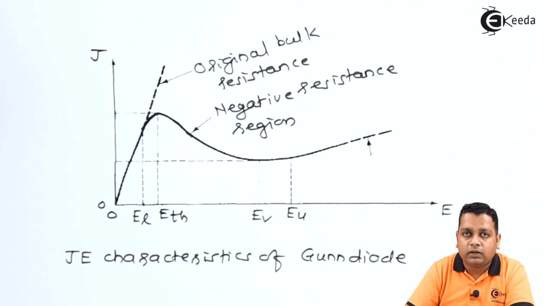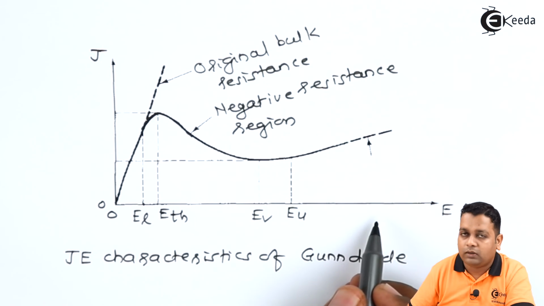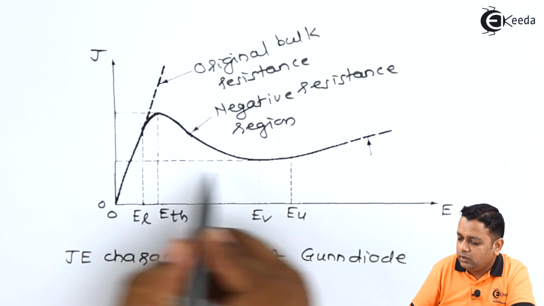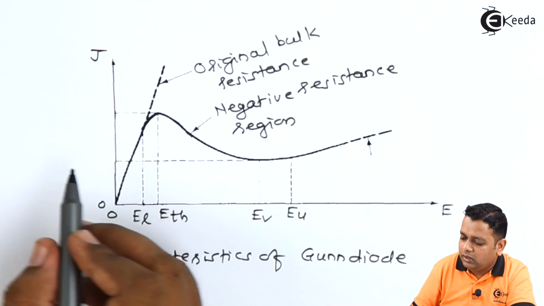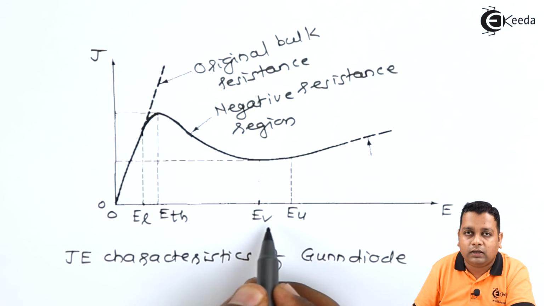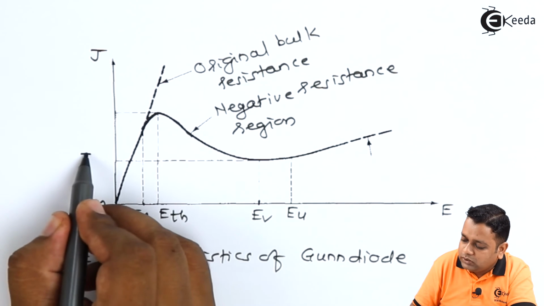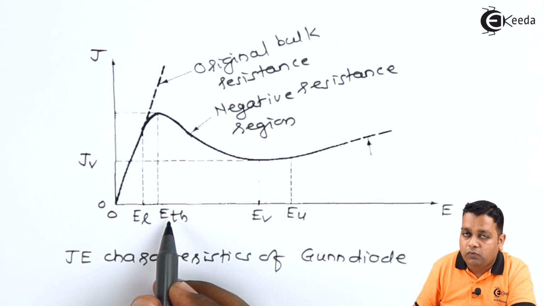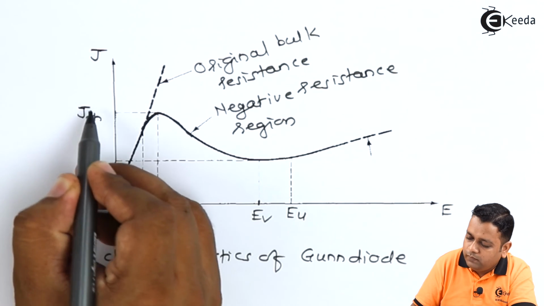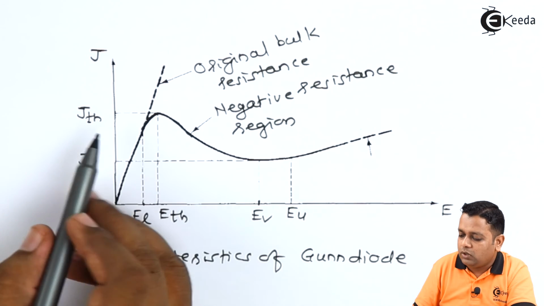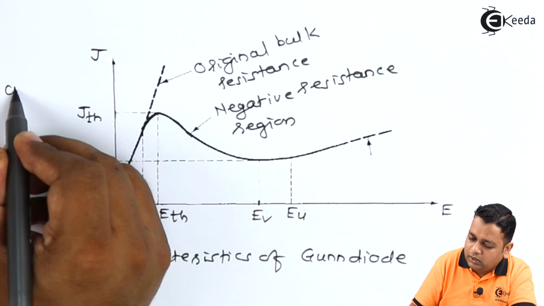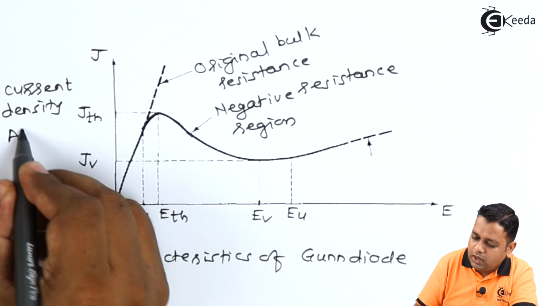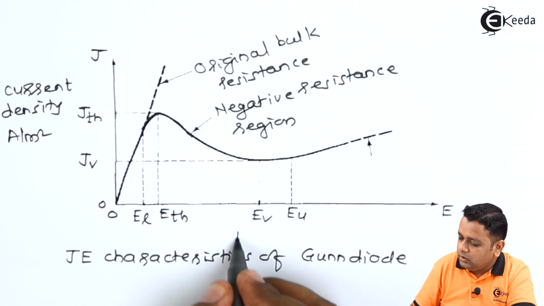So if it is not operated along this particular threshold electric field, it would show the original resistance values. Here is the valley point, and for the valley point we have the valley electric field represented. The corresponding value of the current density we denote by JV. Whereas for the threshold value of electric field, we have the threshold current density denoted by J suffix TH. Here the current density is in ampere per meter square, and here it is the electric field.